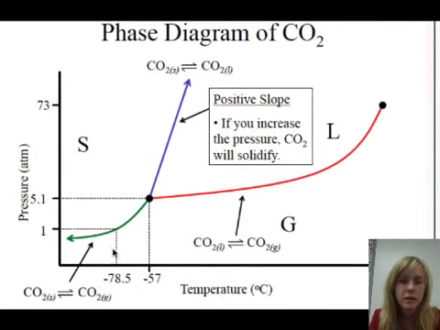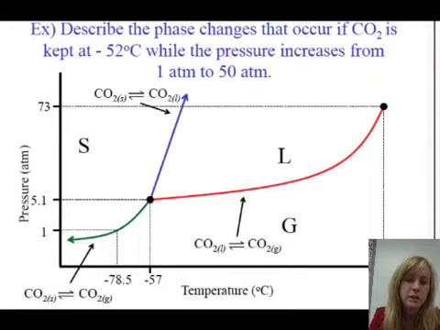So here's 1 atmospheric pressure. You don't have any liquid. It's right on that sublimation line. That's the pressure that we're normally at. So here's an example. Describe the phase changes that occur if CO2 is kept at negative 52 degrees Celsius, while the pressure increases from 1 atmosphere to 50 atmospheres.